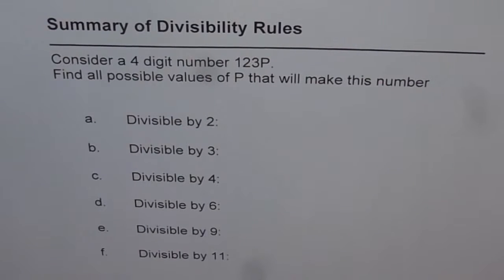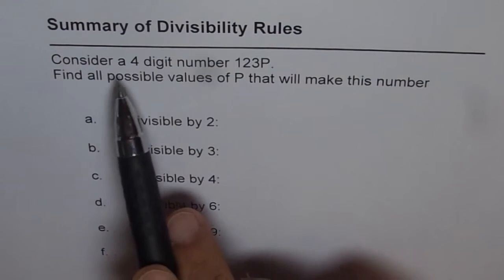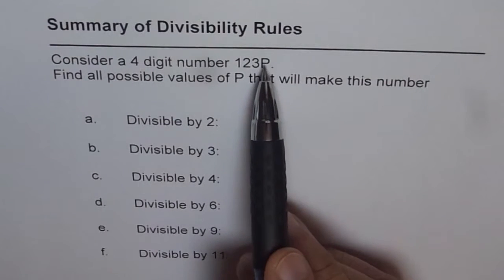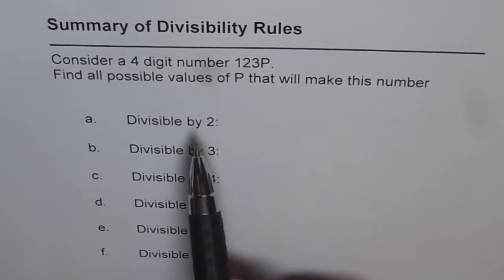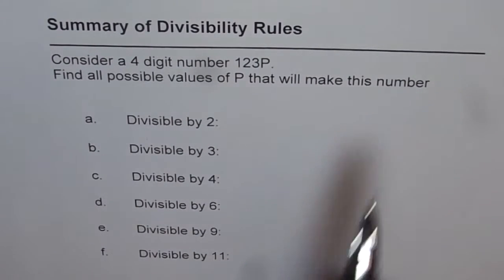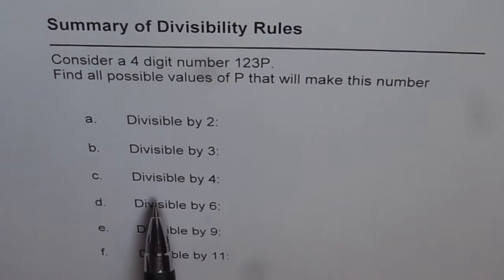Let's review and apply the divisibility rules which you have just learned in the previous videos. So I'm calling this video Summary of Divisibility Rules. The question is, consider a 4-digit number 123P. P could be any number from 0 to 9. Find all possible values of P that will make this number divisible by 2 or divisible by 3, and so on. I'd like you to copy the question, write down your answers, and then match with mine.